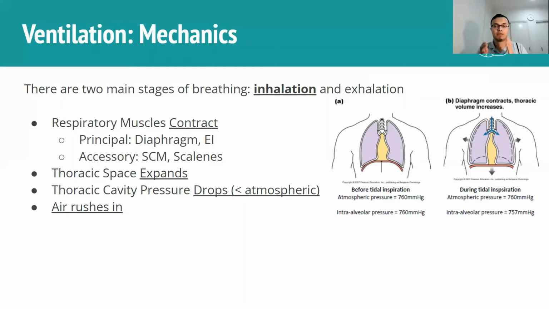So in this case, because the thoracic cavity pressure has dropped below the atmospheric pressure, the air from the outside, which is at a higher pressure, will want to come into your lungs where there's a lower pressure. So it'll do so.